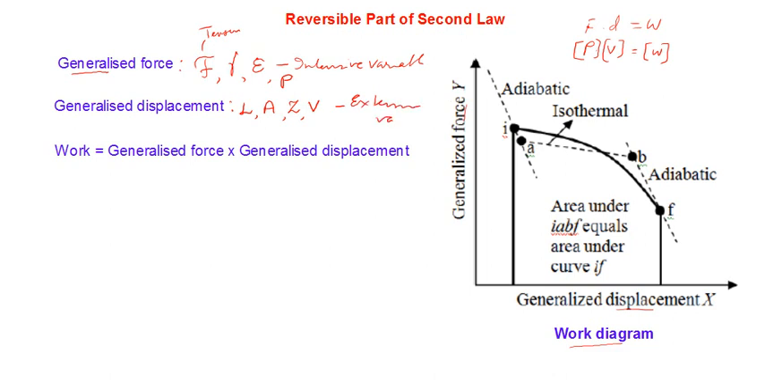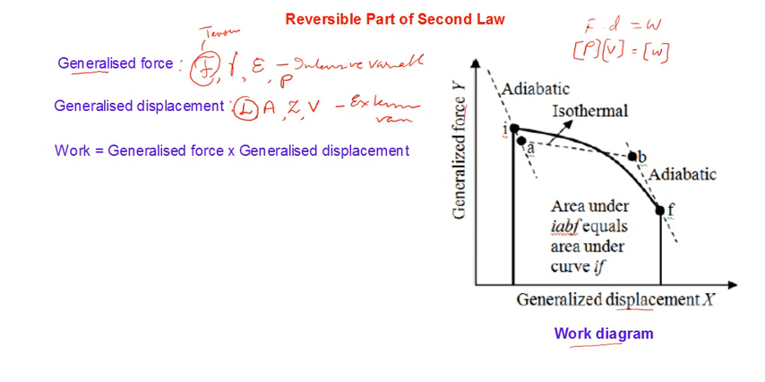Okay, and what is the speciality of this set of variables? You multiply one intensive variable with the corresponding extensive variable, you will be getting the dimension of work. So you can always represent these two quantities as the two axes of an indicator diagram, and that indicator diagram will be generally known as a work diagram.